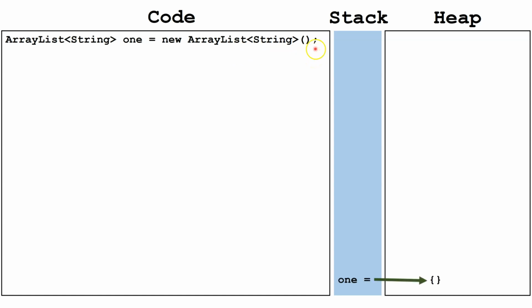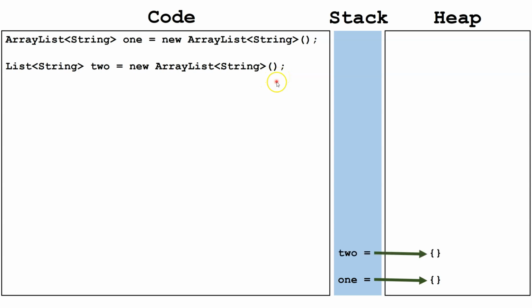The second way is to say List, the type of object we want to store in it, the name of the reference variable, equals new ArrayList, the object type, open and close parentheses followed by a semicolon. In either case, we have a reference variable created on the stack and something that points to an empty ArrayList on the heap.